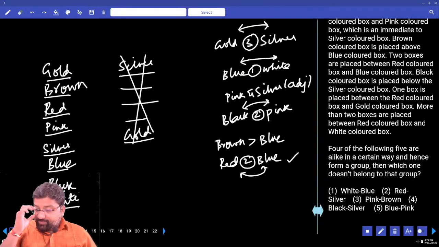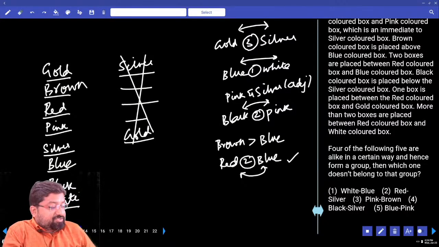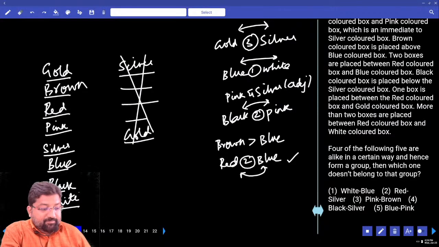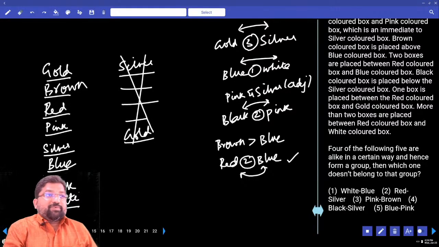Next, 4 out of the following 5 are alike in a certain way and hence form a group. Which is the one that does not belong to the group? White and blue. How many do you see between white and blue? One box between white and blue. Red and silver. One box. Pink and brown, also one box. Black and silver also one. Blue and pink also one. But the upper one, sir.